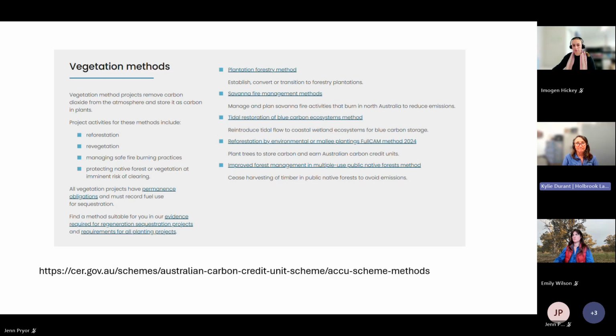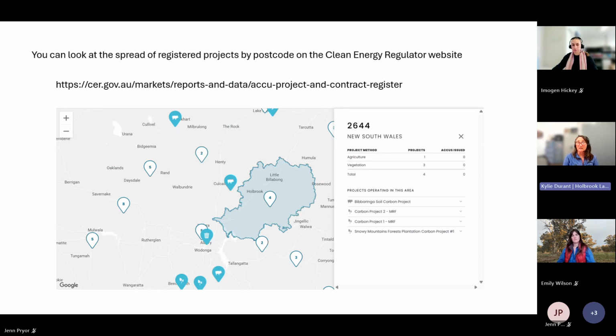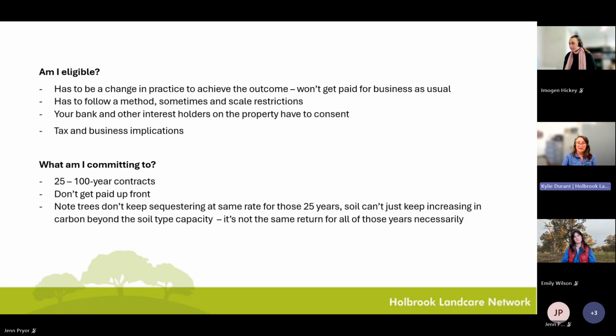Next slide. You can look at the spread of registered projects. It's public. So if you do a project, the name of it becomes public and roughly where it is by postcode. So I just ran, this is straight off the Clean Energy Regulator map, the 2644 postcode, they're the projects that are registered within that. Next slide.